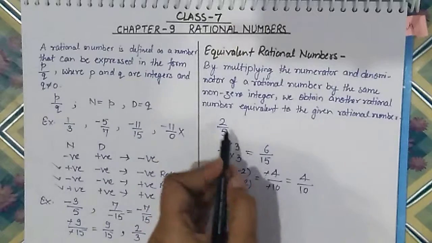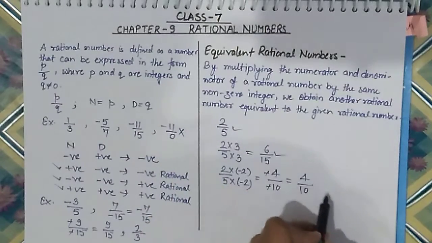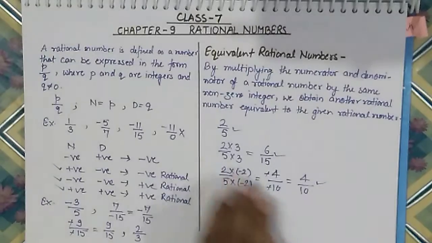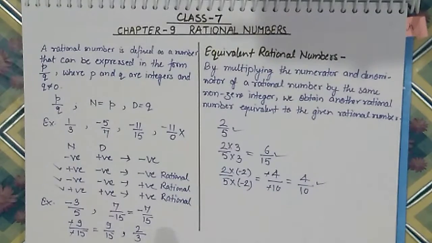All the values are exactly the same. Only the numerator and denominator are different, but the value is exactly the same. So this type of rational number is called an equivalent rational number. In the same way, we can find any number of equivalent rational numbers just by multiplying both the numerator and denominator by any non-zero integer.